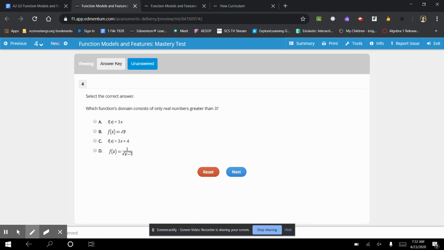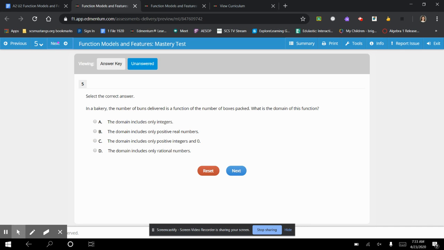So if we're looking at this one, which domain consists of only real numbers greater than 3? Well, I just gave you a hint that we're going to be looking at our radical equations. So that means it's not going to be A, it's not going to be C. Between those two, which one would we set equal to 0, solve for, and then end up with x is greater than or equal to 3?